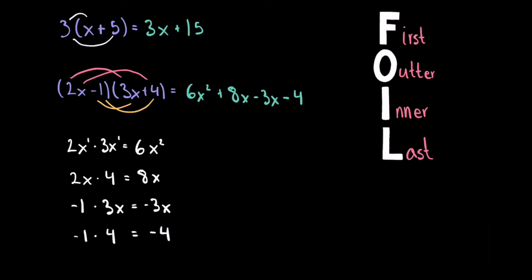This expression then becomes 6x squared, which stays the same. And then we have 8x minus 3x, that's positive 5, so plus 5x, and the minus 4 from before doesn't change. So there we have our final answer, 6x squared plus 5x minus 4. Let's move on and do some more examples.